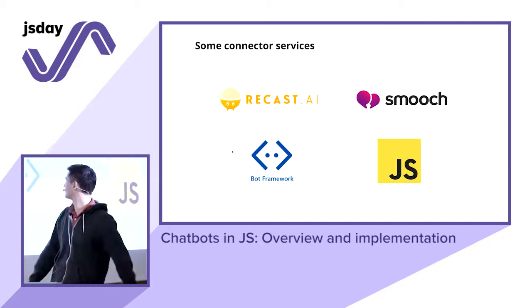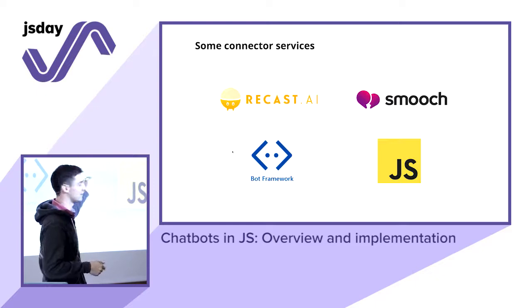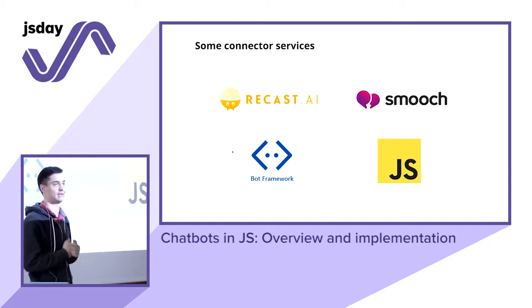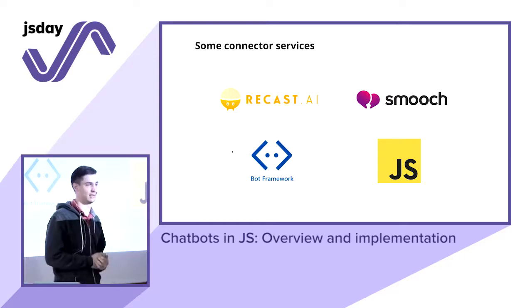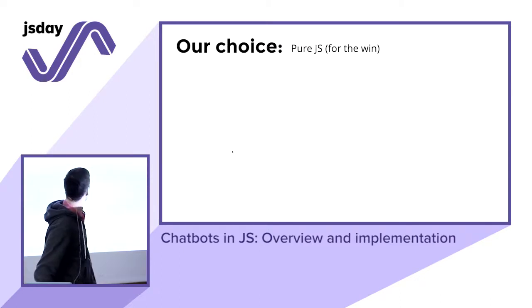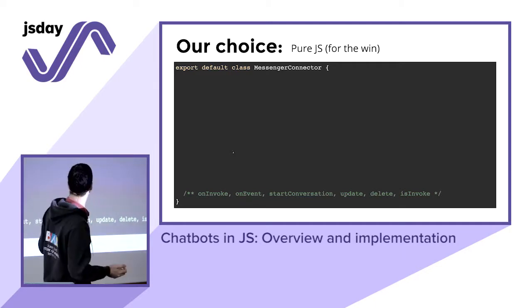Here are some connector services. And once again, we included JavaScript. We made the mistake of using Smooch for our applications. I strongly advise, like we did, going for JavaScript directly and implementing your own connector. Why? Because it's quite easy to implement, actually.